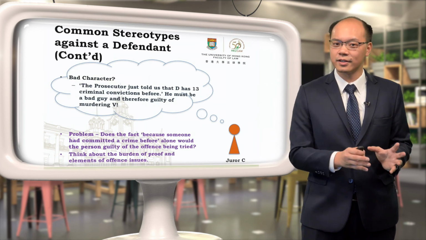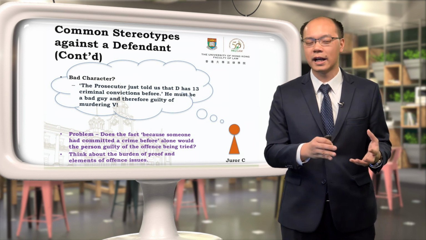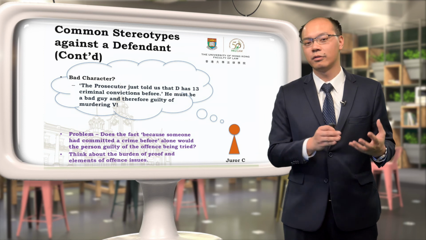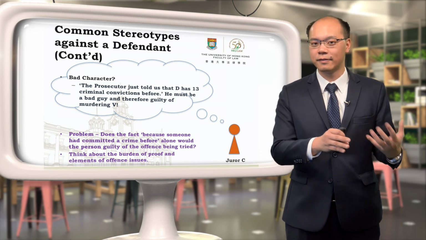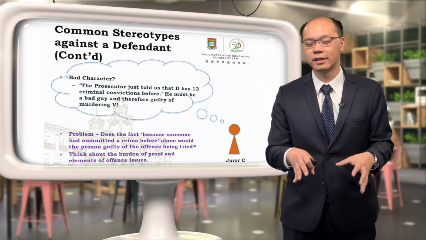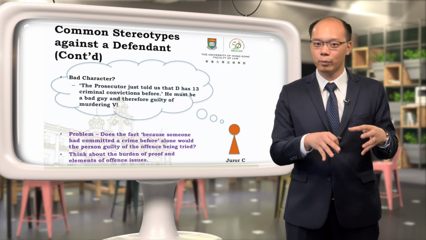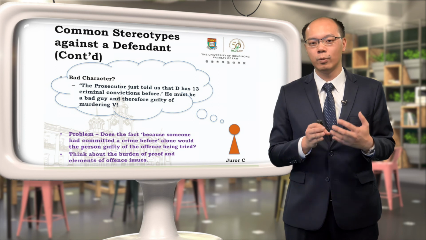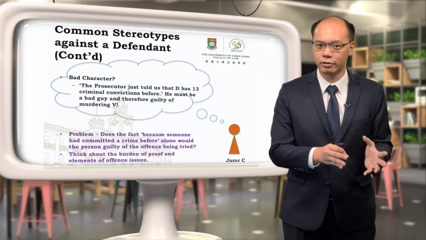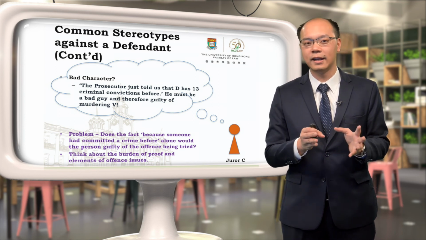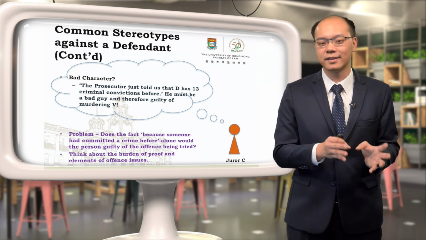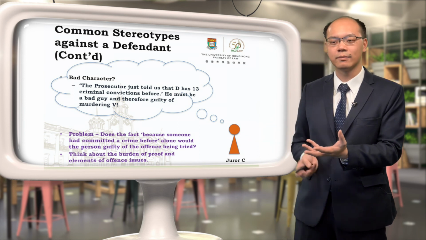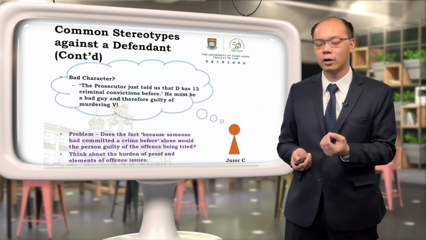So silence is one of the examples to show you that there may be some common stereotypes against the defendant in the community. But then when it comes to court proceedings, there will be directions saying that you, members of the jury, cannot draw any adverse inference on the defendant's silence, all right? And similar situation would happen when it comes to the bad character of the defendant.